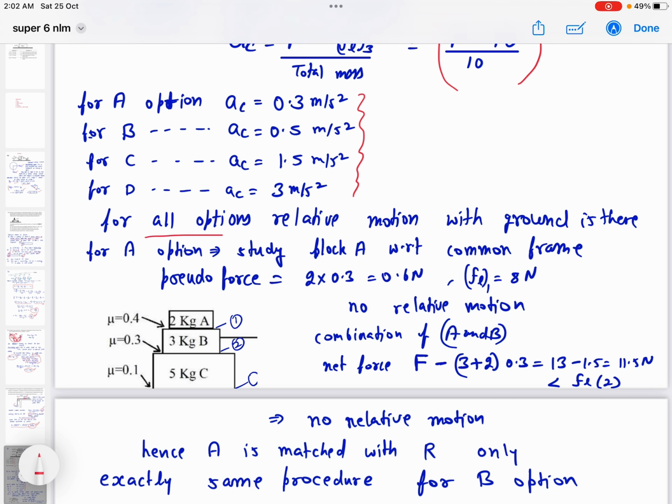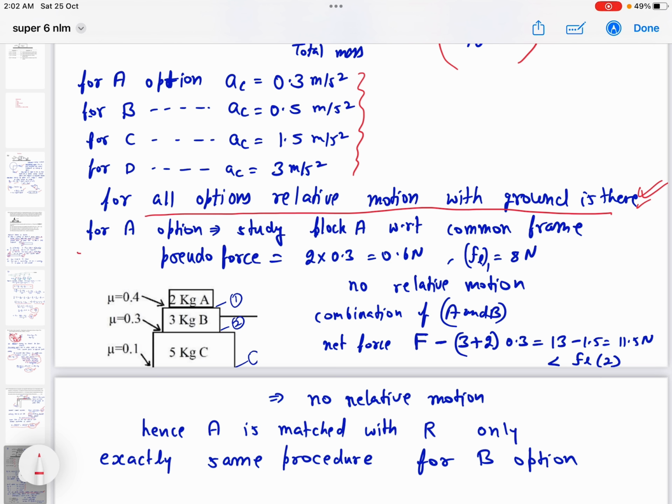For all options, first of all, we can see there is a relative motion with respect to the ground. From the ground, the limiting value is very less. If I'm taking A, B and C as a system, what we are finding is that the applied force in all cases is more than the limiting friction from the ground, right? So for all options, relative motion with the ground will be there. First of all, this thing.